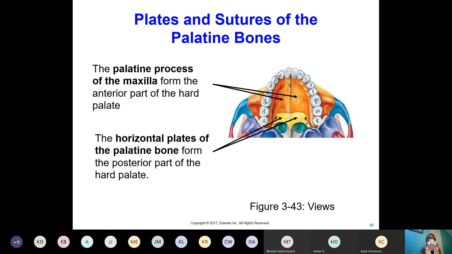They are separated by the sutures. The median palatine suture, median being the middle, and palatine, it's on the palate. So it goes all the way back. And then the transverse palatine suture is this one that comes right between the purple and the yellow bones. And it runs transversely or horizontally, because transverse and horizontal can be used interchangeably.